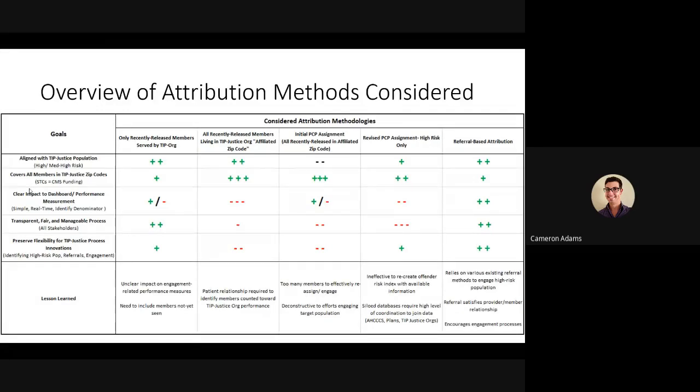We want this model to be aligned with the TIP justice population, mainly focusing on high-risk individuals, covering all members in TIP justice zip codes. I've mentioned before that TI is funded by special terms and conditions from CMS. We are focused on specific zip codes and member outcomes in those zip codes to maintain funding, so that is a factor here. We also want to identify a simple real-time attribution methodology in order to identify these members in a clear way so that you can see that impact on the dashboard and performance measurement. It's inherent in the QIC and performance piece of it, and identifying best practices and changing practices to improve performance.